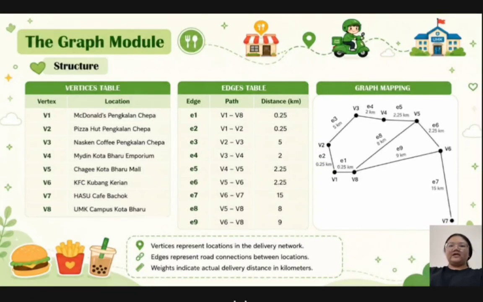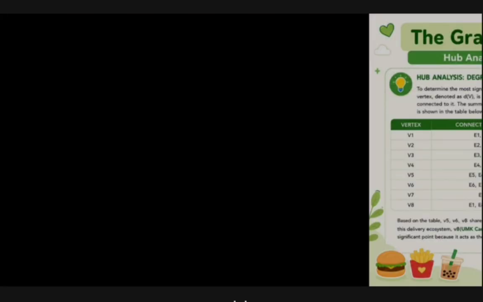Besides the main route, there are alternative connections to V8. HE8 connects V5 and V8 with a distance of 8 kilometers, while HE9 connects V6 and V8 with a distance of 9 kilometers. This edges table helps us visualize the relationship between vertices and the distance between locations. It also allows us to analyze routes and determine the shortest or most efficient path within the graph.